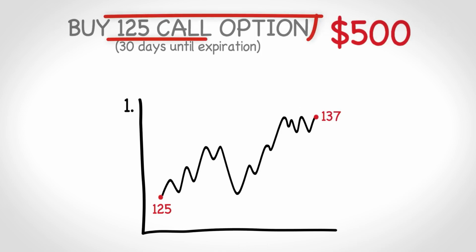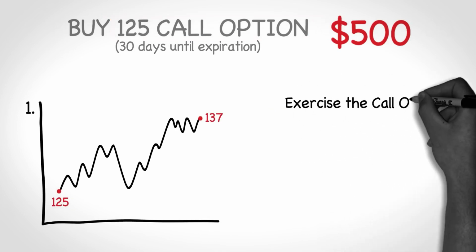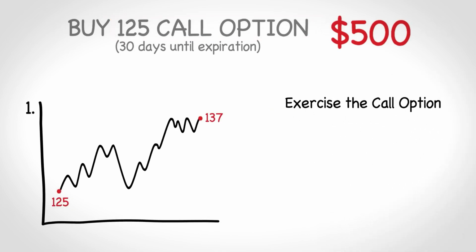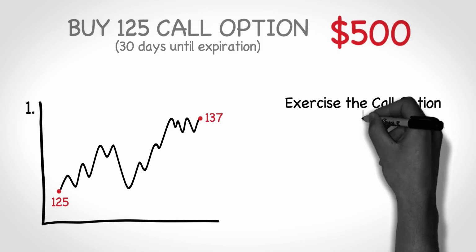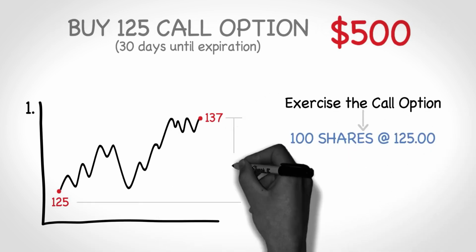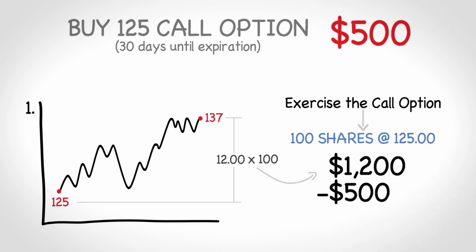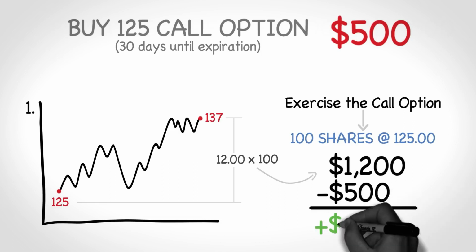Now, you own the 125 strike call option. What you could do at this point is exercise your call option. Exercising your option simply means that you have decided to take advantage of your right to buy stock at a lower price. So in this case, you exercise your 125 strike call option, so you now own 100 shares of stock at 125. You are up 12 points on this stock, and since you own 100 shares of stock, this means you're up $1,200. But remember, you paid $500 for the call option, so your net profit is really only $700.